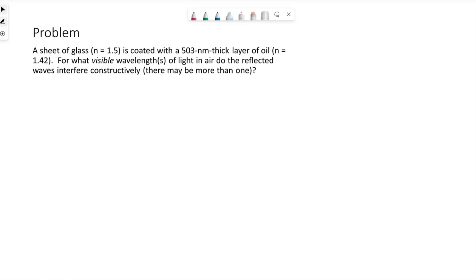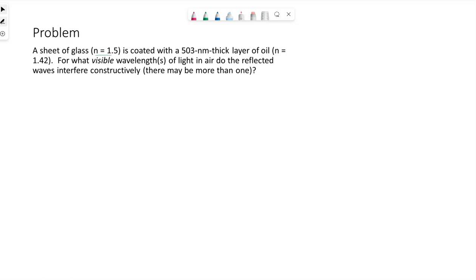One more example problem. A sheet of glass with index of refraction of 1.5 is coated with a 503 nanometer thick layer of oil that has an index of refraction of 1.42. For what visible wavelengths of light in air do the reflected waves interfere constructively? There may be more than one.